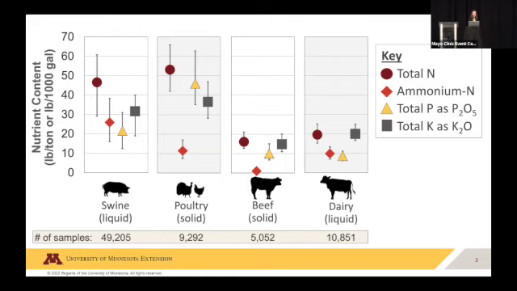So one of the reasons why I like to show this data is, one, especially with the poultry and swine, where we have some of the highest number of samples, you can see a really large variability across different farms in Minnesota.